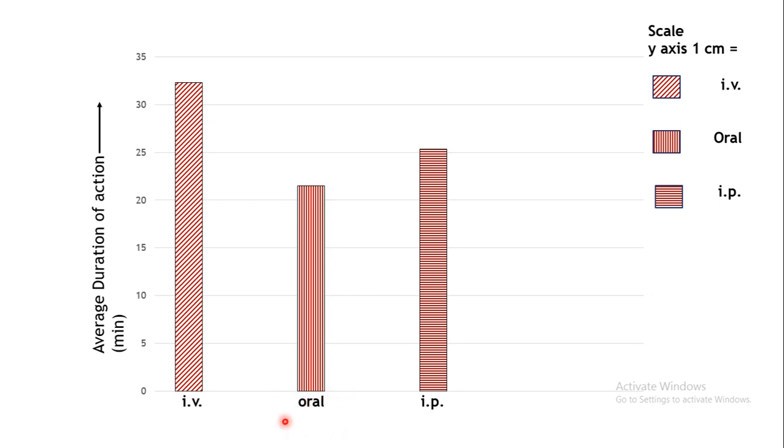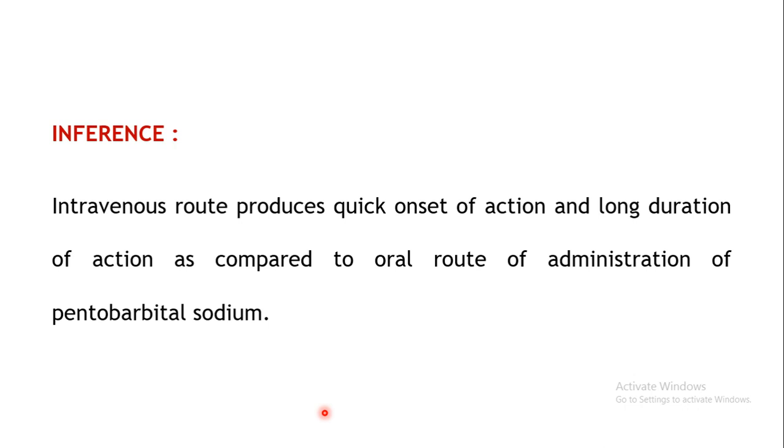Because here there are a lot of losses of the drug. The entire drug may not be absorbed into the systemic circulation in the first place. So that is the reason why it is showing the least duration of action. So what you can infer from this experiment is that the intravenous route produces a quick onset of action and a long duration of action as compared to the oral route of administration of the drug, that is pentobarbital sodium.